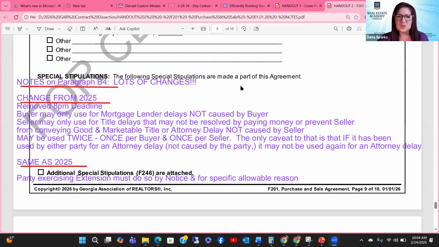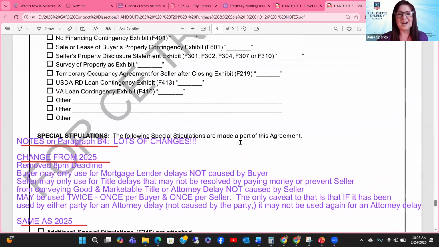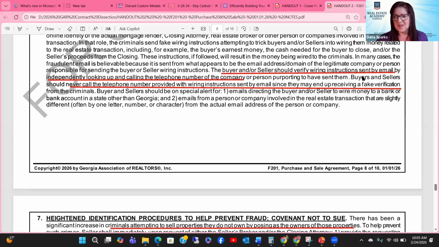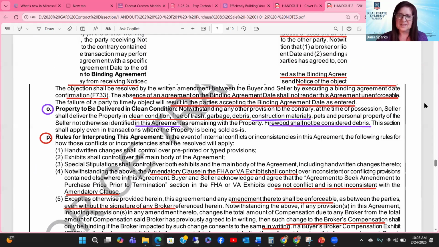What's the same is the party exercising the extension must do so by notice, and it has to be for one of those specific allowable reasons. Last year, before this change, anybody could use it for anything. So, for example, if there was a title delay and that was communicated via the closing attorney, and the buyer's like, I want this house, the buyer, prior to this year, could have used the 8-day unilateral extension to hold that seller in contract for 8 days for the attorney to work out that title issue. Now, if it's a title issue and the seller doesn't use it, the buyer can't use it strictly for that. So anyway, big changes to the 8-day unilateral extension.